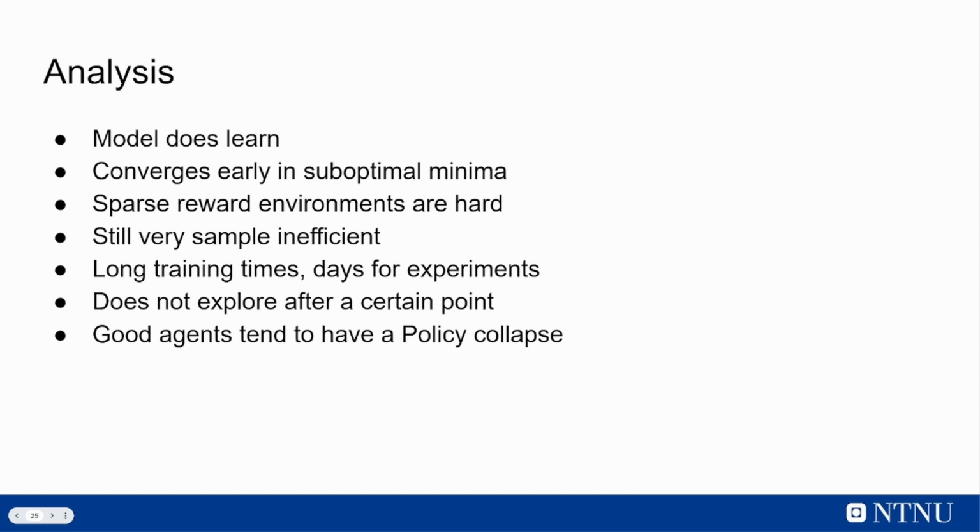However, it converges quite early and often to suboptimal minima. It has a particularly hard time with sparse reward environments, and it's extremely sample inefficient. It takes long training times, even days, to do experiments. And after some time, it does not explore more, so it gets stuck in its local minima. And good agents tend to have a policy collapse after a certain amount of time. If we make the model do more exploration and more compute, maybe we can make it even better.